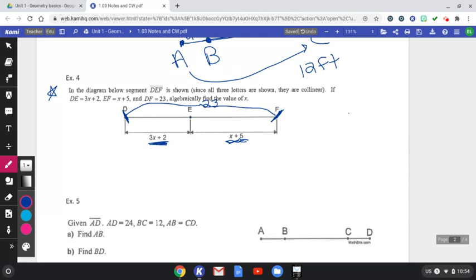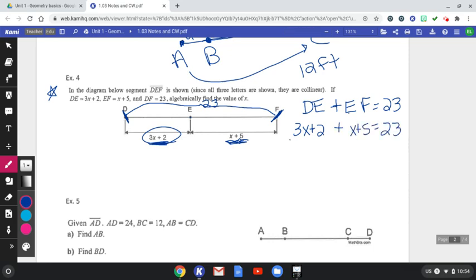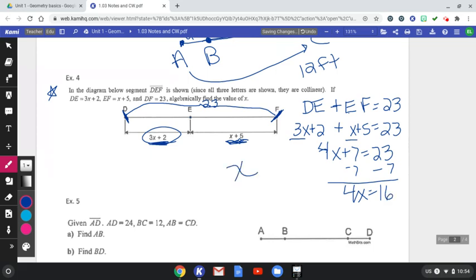So what we're going to do is add up DE plus EF to equal that whole measure 23. So D to E is represented by 3x plus 2. Add that to x plus 5, and we're going to get 23. So combining like terms, we have 4x plus 7 equals 23. Subtract the 7 over. 4x equals 16. X in this case is 4.